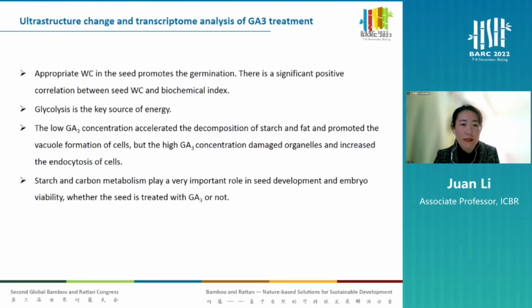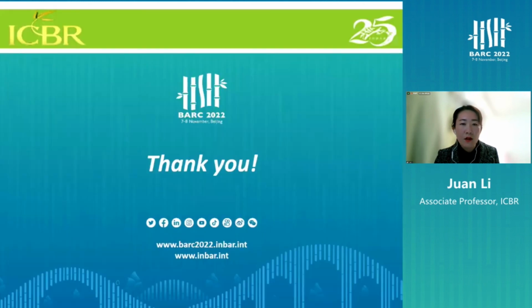The low GA concentration accelerates the decomposition of starch and fat and promotes the vacuole formation of cells, but the high GA concentration damages the organelles and increases the endocytosis of cells. Starch and carbon metabolism play a very important role in seed development and viability, whether the seed is treated with GA or not. That's all my report.